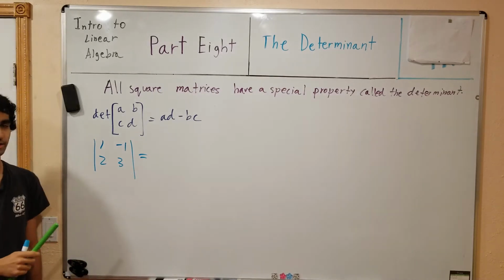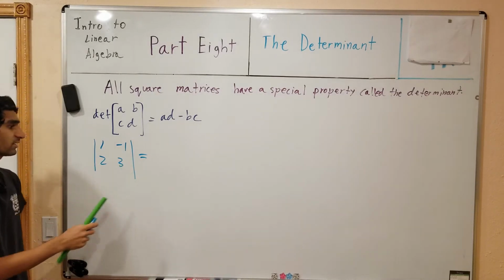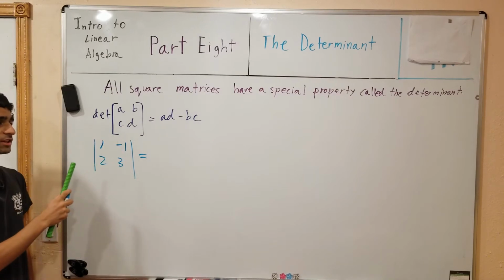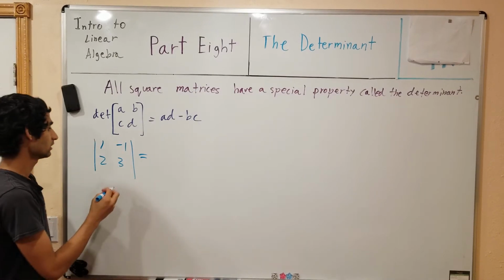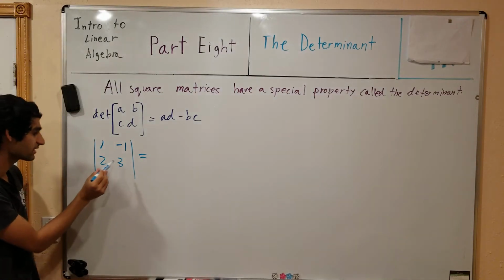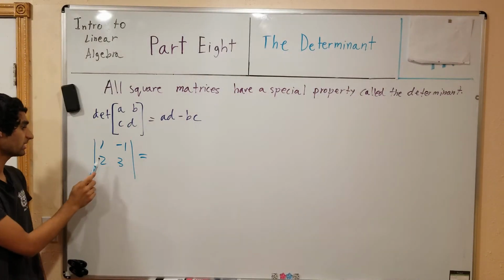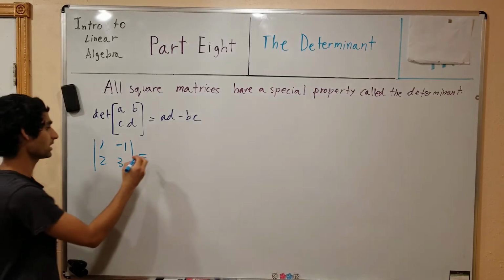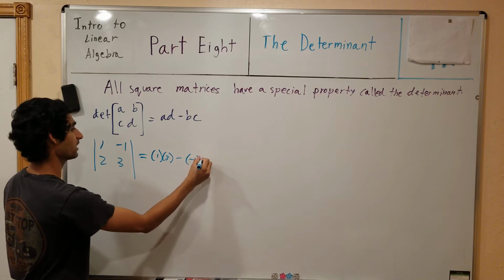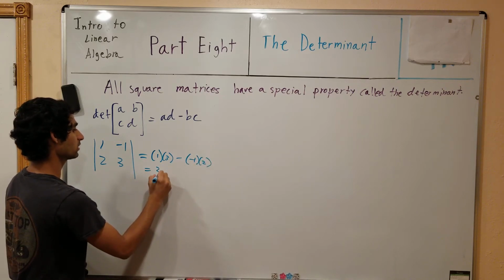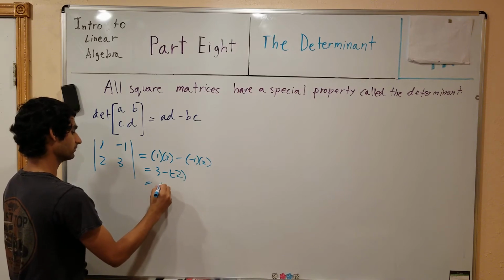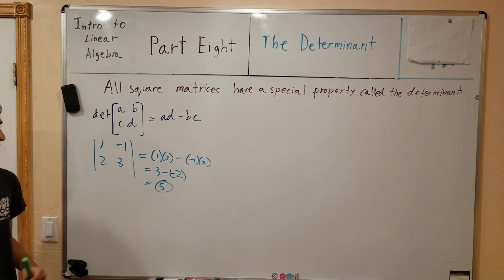We denote the determinant by drawing straight bars on either side of the numbers in the matrix. So these straight bars denote a determinant. Well, we've got to take AD minus BC, so it's going to be this element times this element minus this element times this element. And that's going to be 1 times 3 minus negative 1 times 2. That's equal to 3 minus negative 2, which is equal to 5. That's the determinant of this matrix.